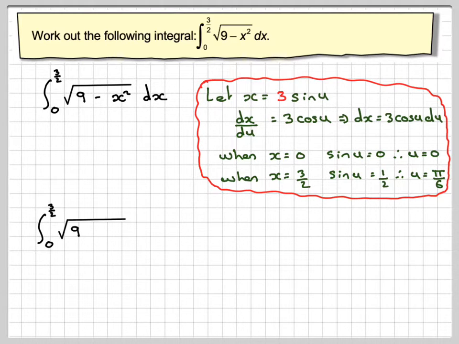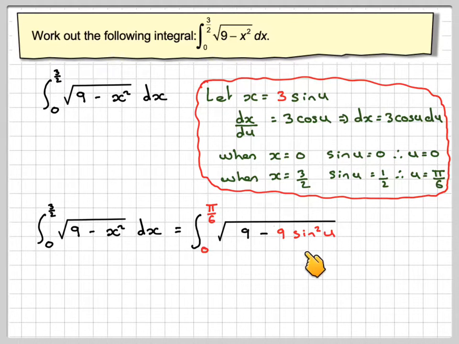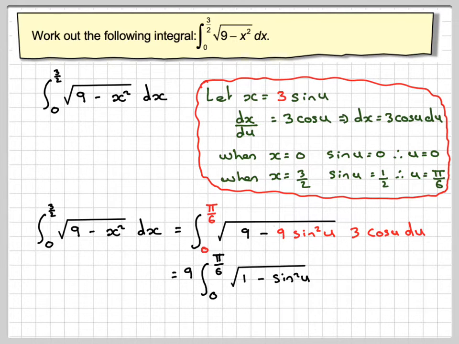So this integral now becomes, changing the limits, from 0 to pi over 6 of the square root of 9 minus 3 sine u all squared, which is 9 sine squared u, times dx, which is 3 cos u du. Right, 9 can come out as a common factor. When you take it out of the square root sign, it will become 3, but combined with that 3, it again becomes 9. So we get the square root of 1 minus sine squared u, cos u du.